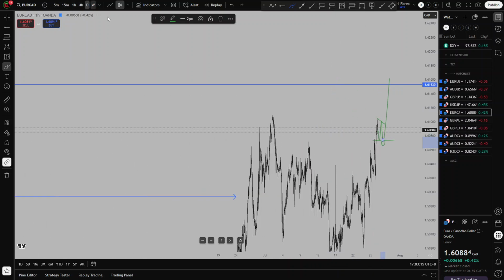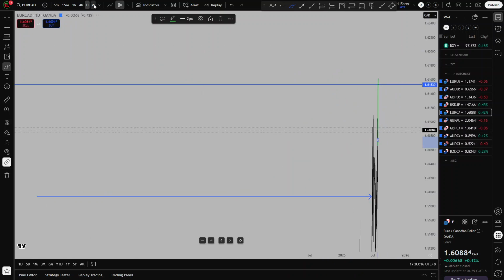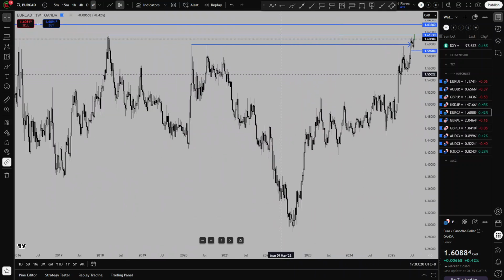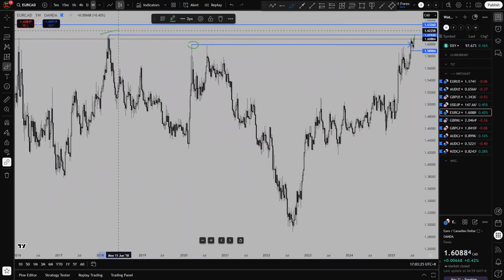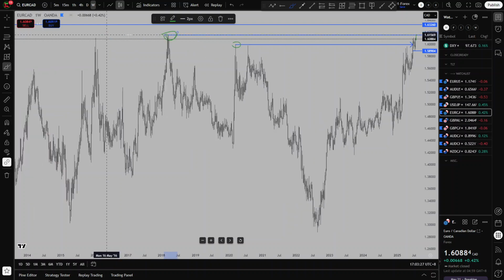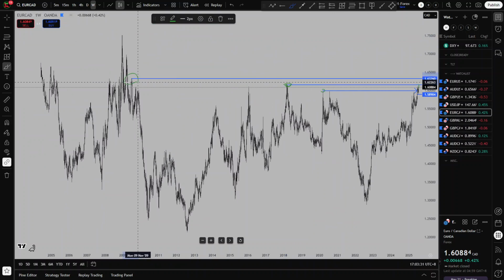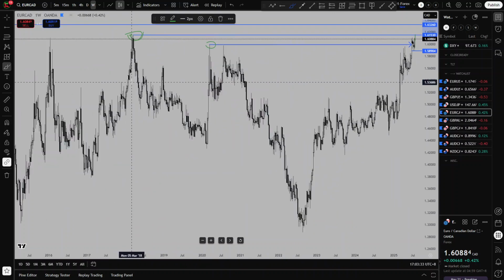Overall, we have to be careful here on the daily time frame, or even go to the weekly time frame for the levels. We are trading between these two areas, so that's definitely a significant area where we have to be careful that price could turn around, and then we have the next area of interest a bit higher up.